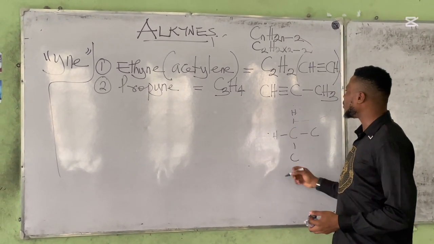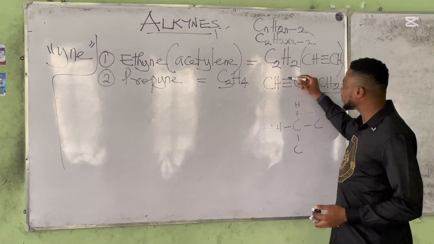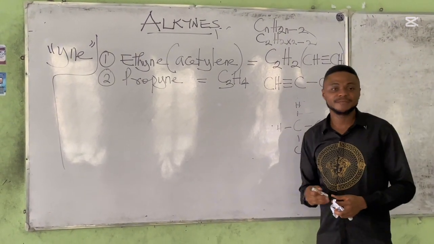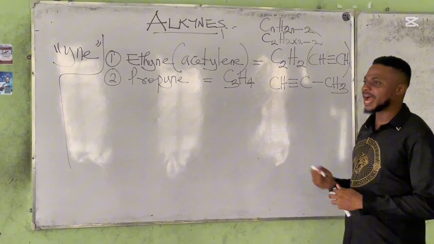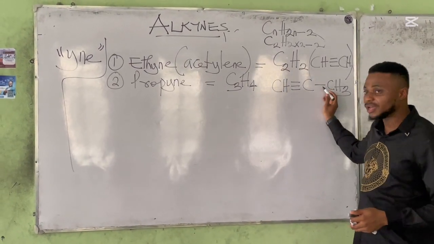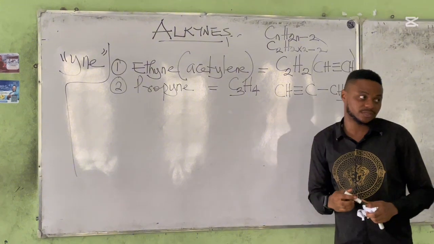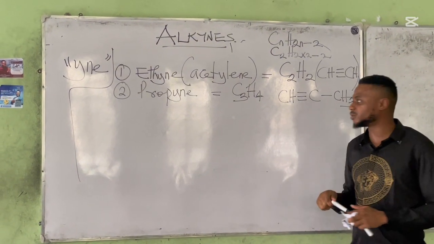So if you look at it very well, you realize that the more the bonds, the fewer the hydrogens. Alright? Now if you look at this carbon at the center, it has how many bonds? 1, 2, 3, 4. That's why there's no hydrogen left. Are we together? That's why there's no hydrogen left.